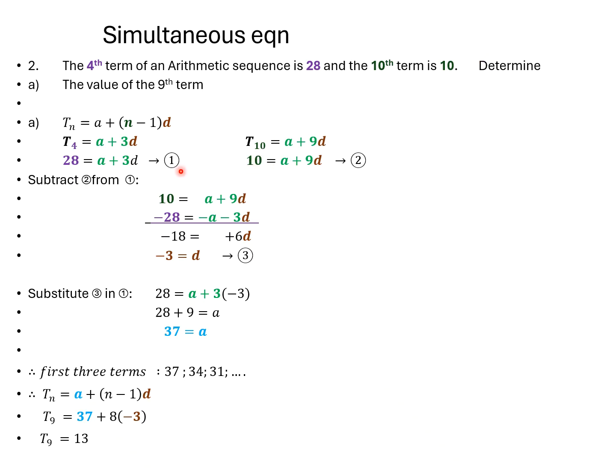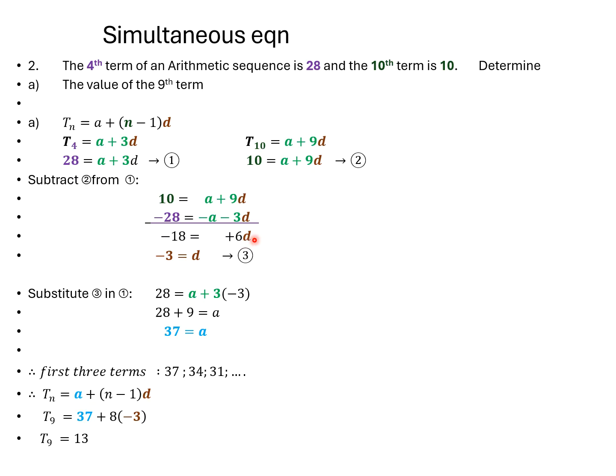Again, I have equation 1 and 2, so I can cancel the a simply by subtracting, right? So I'm subtracting equation 2 from equation 1. There, 10 equals a plus 9d. If I'm subtracting, that would become negative 28, negative a, negative 3d, same as the previous problem. So 10 minus 28 gives me negative 18. A minus a cancels, so one unknown is gone. So 9d minus 3d gives me 6d.